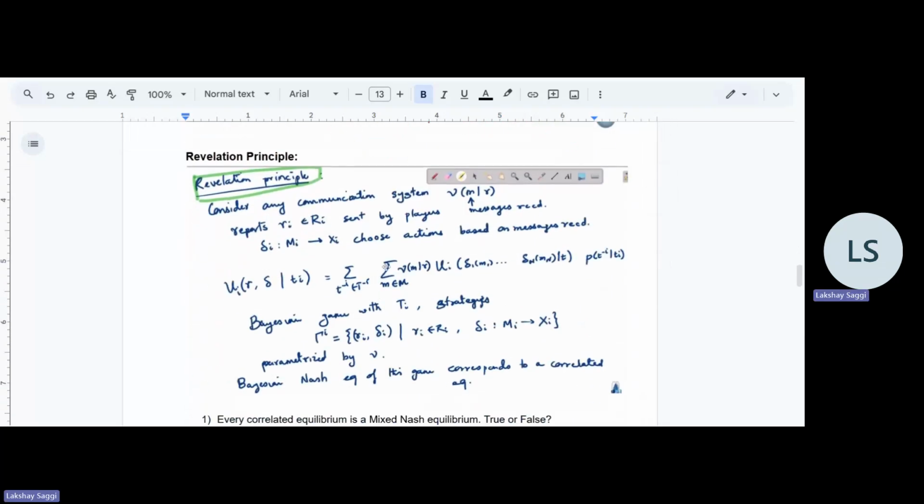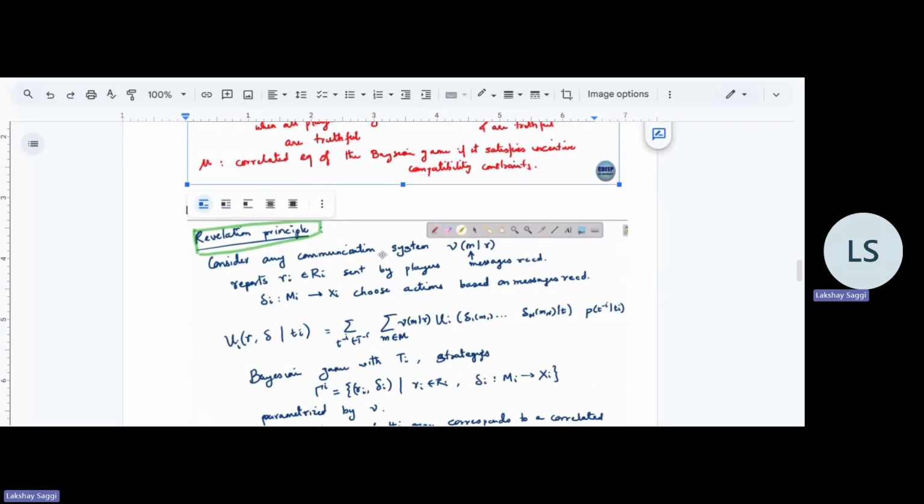So this can be generalized also, right? There can be multiple rounds of communication between players and mediators and so on. The role of the mediator is nothing but, you can actually do away with the mediator also.